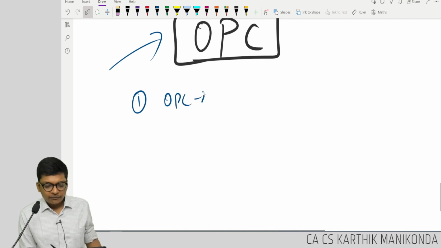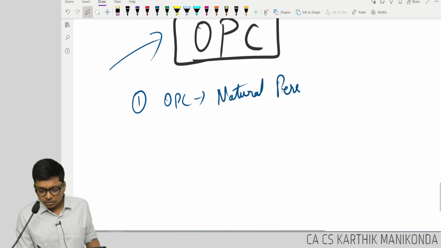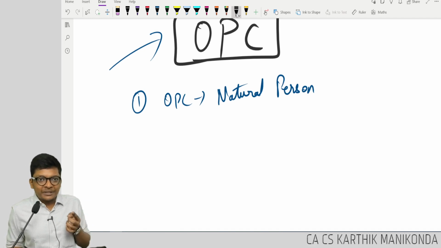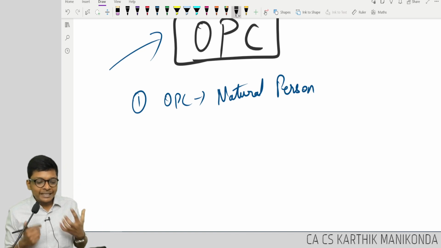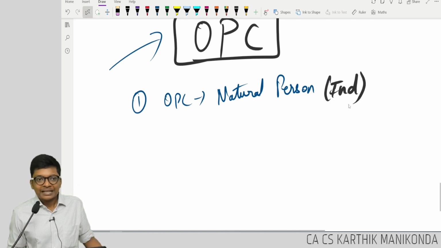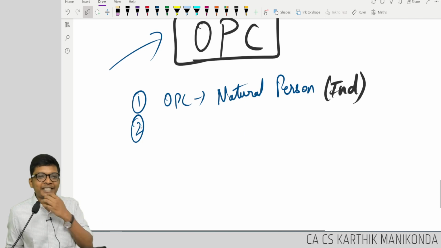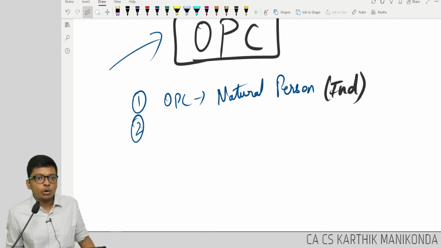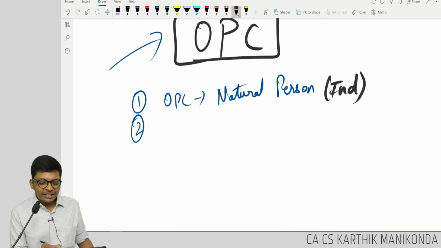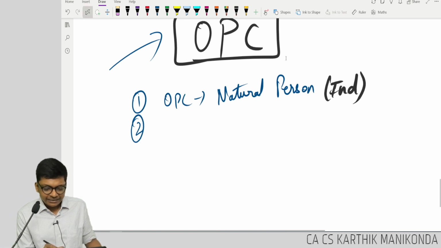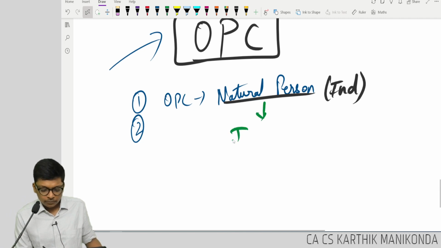First concept. One-person company, the word is person. Such a person should be a natural person. Are you following, guys? It has to be a natural person. That means an artificial person, a company, cannot start a one-person company. Natural person means only an individual can start a one-person company. Next. Can Sundar Pichai, CEO of Google, start a one-person company? This benefit is given for Indian individuals predominantly. So how have they defined it? They have defined it as such a natural person should be an Indian citizen.